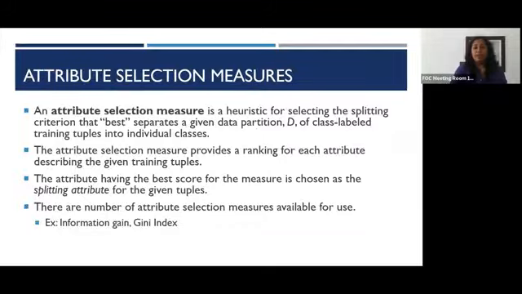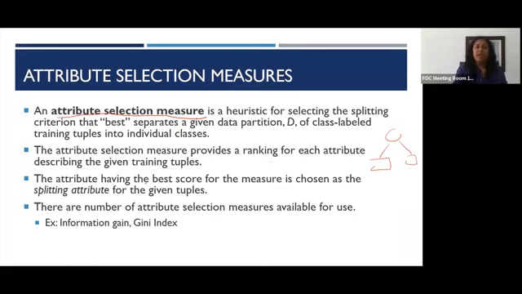So now we are going to look at how you are going to do this. We said we have to select the attribute, and we have to select the splitting point. How are you going to do that? You do it using an attribute selection measure, right? Which is a heuristic for selecting the splitting criterion that best separates the given data partition D of class-labeled training tuples into individual classes. It's a heuristic. It means a value you can get for selecting the splitting criterion that best separates data into partitions. How do you partition this data? This partition and this partition. That is what an attribute selection measure can determine.